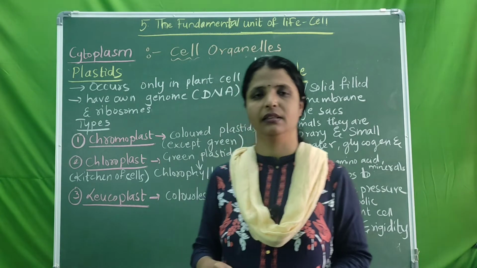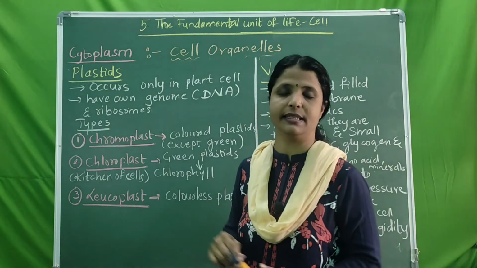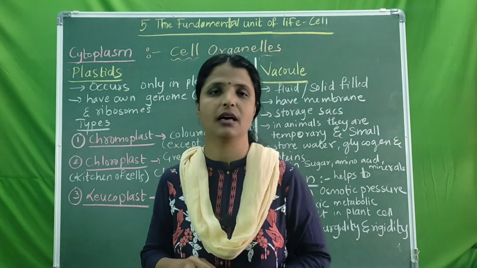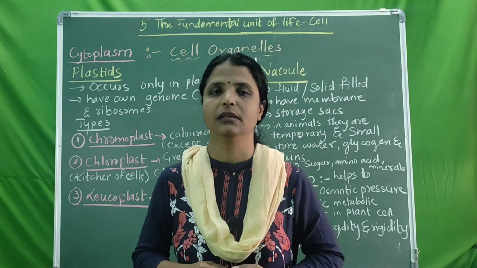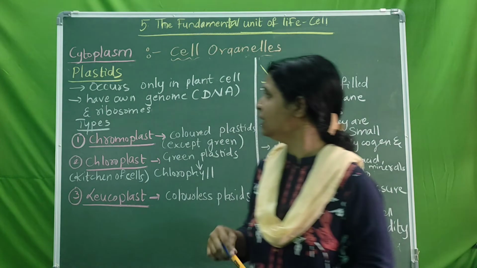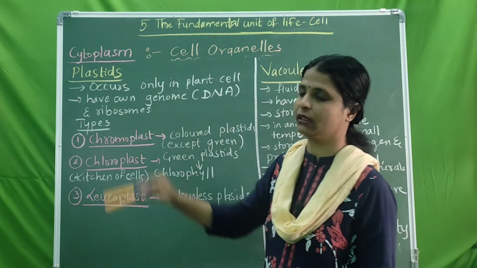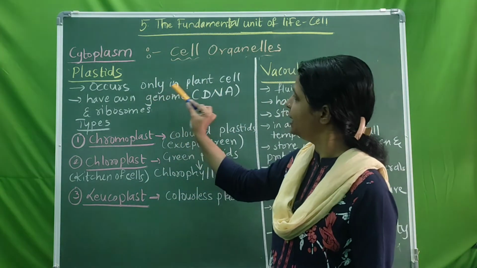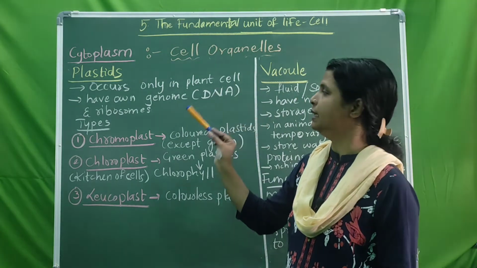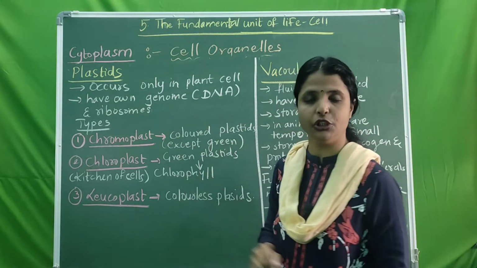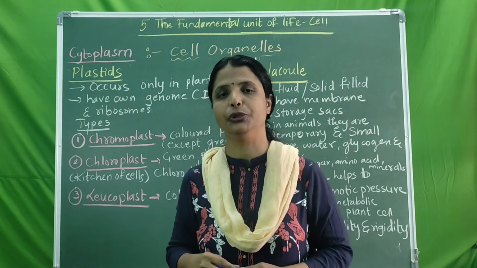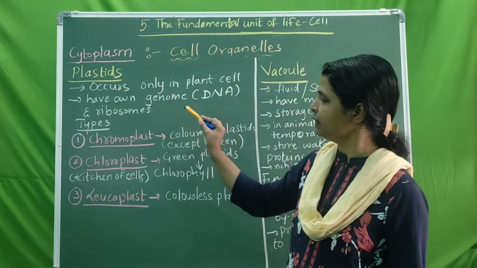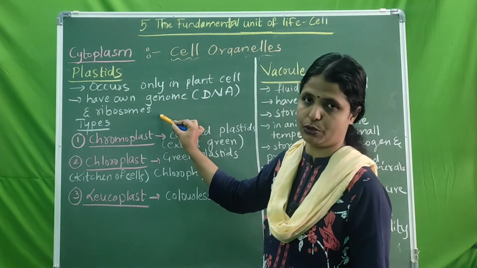Now we shall see the next organelle, that is plastids. You know very well, plastids are only present in the plant cells and absent in the animal cells. Now let's see how the plastids occur. So plastids occur only in the plant cells. They have a genome. Genome in the sense DNA, that is deoxyribonucleic acid, and also ribosomes.